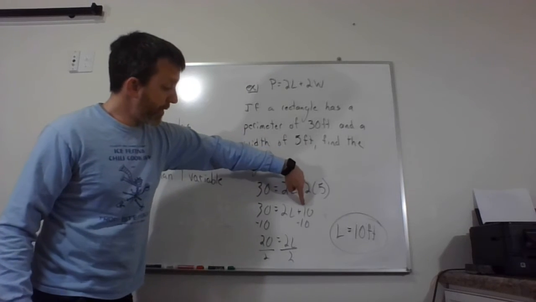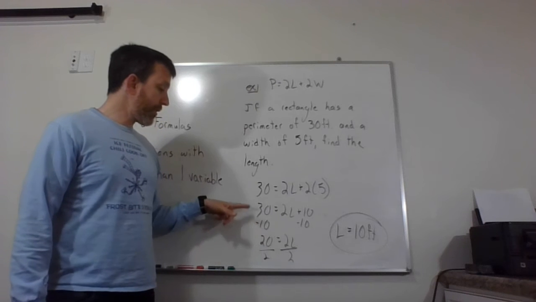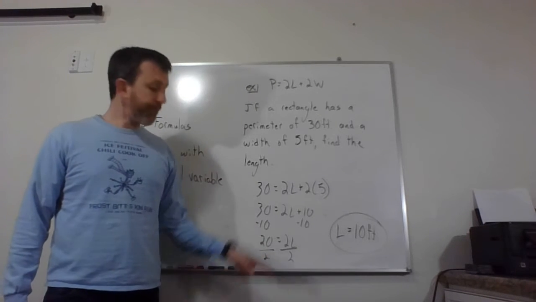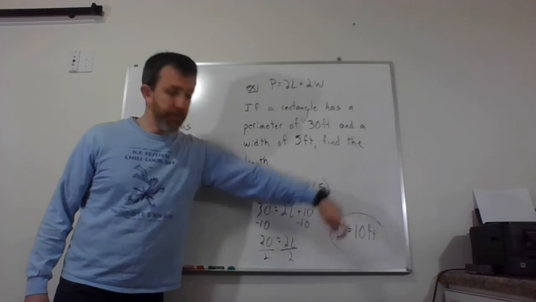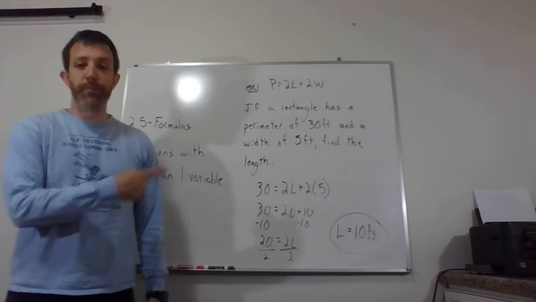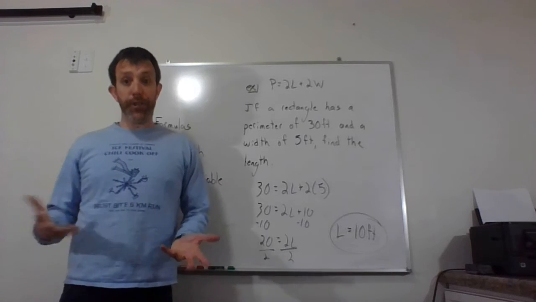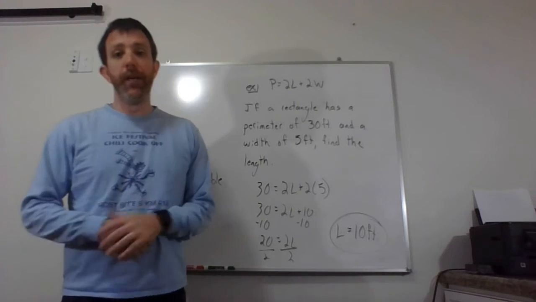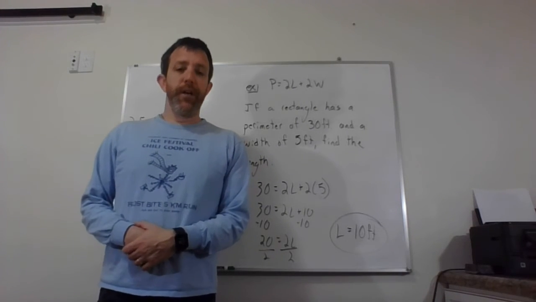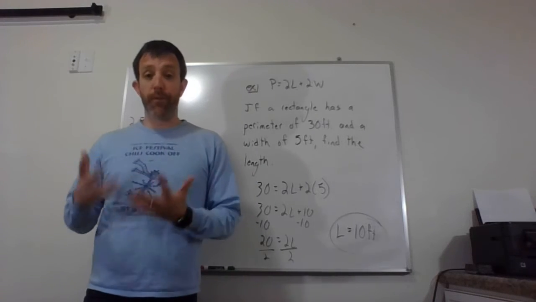2 times 5 gave me 10, and now I'm just solving an equation. I subtract the 10 from both sides. 30 minus 10 is 20. So I have 2L is equal to 20. Divide both sides by 2, and you can see I wrote down the answer on the side of the board. L is equal to 10 feet. And in this case, there are units mentioned in the problem, so it's probably in your best interest to mention the units for your answer. But that's the first basic way that we can do these formula problems.